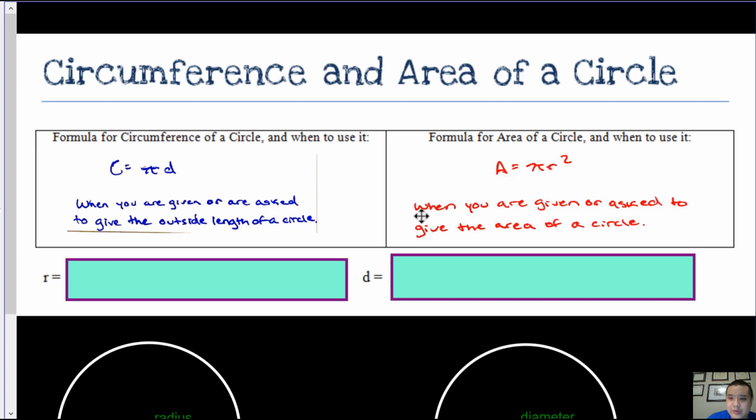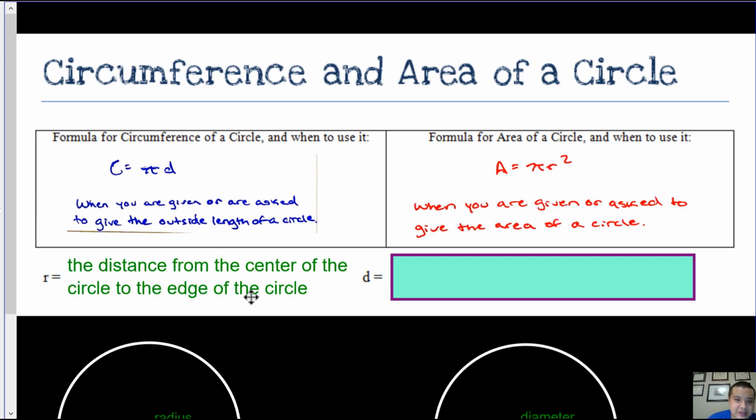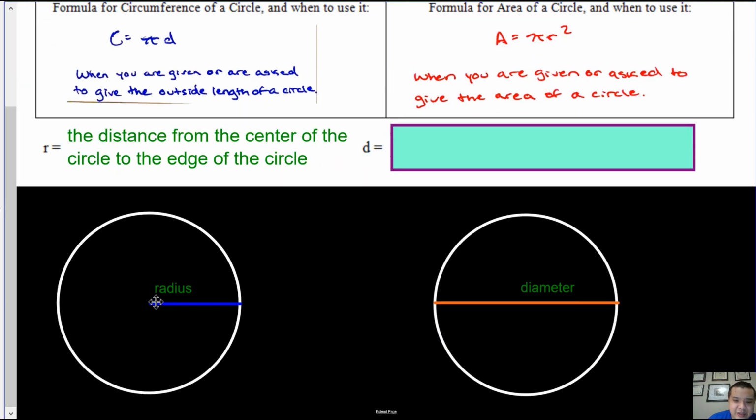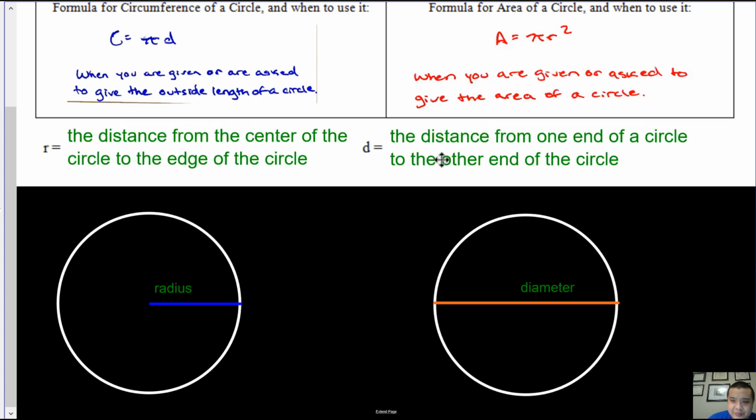You use it when you are given or asked to give the area of a circle. Now radius, let's start with that. The radius is the distance from the center of the circle to the edge of the circle. So right here, you can see that from here, this is the center of the circle, to the edge of the circle, that is the radius. And then the diameter is the distance from one end of the circle to the other end. So it has to go through the center, and it goes from one end to the other.